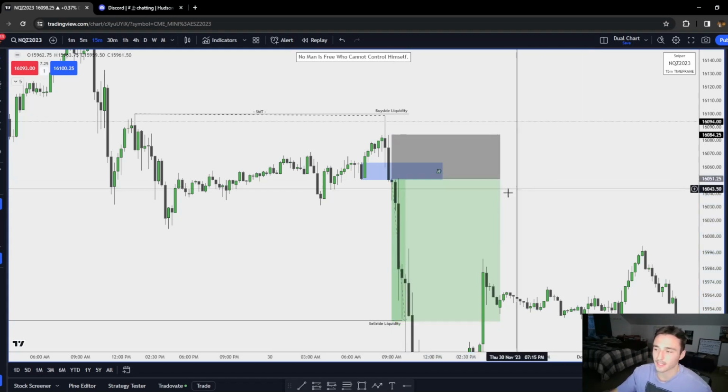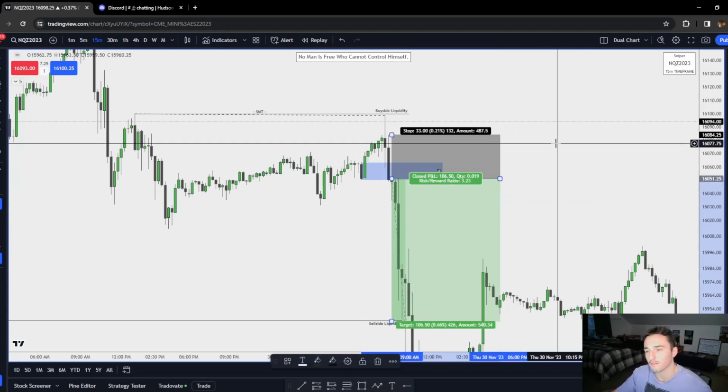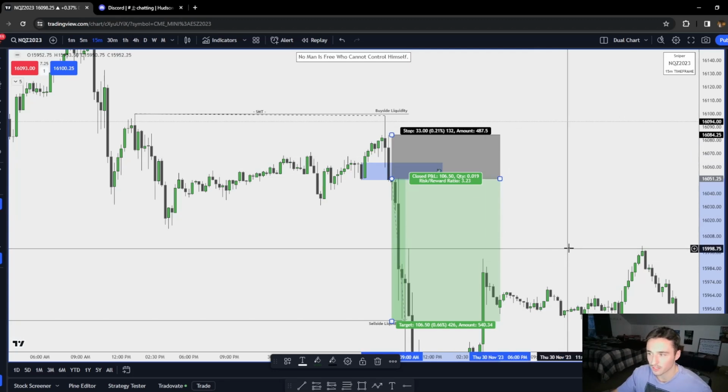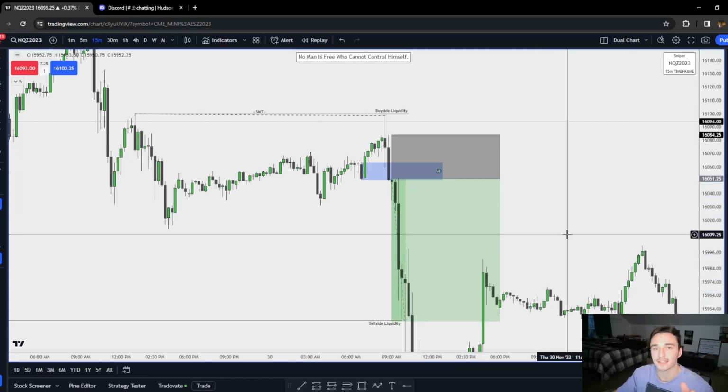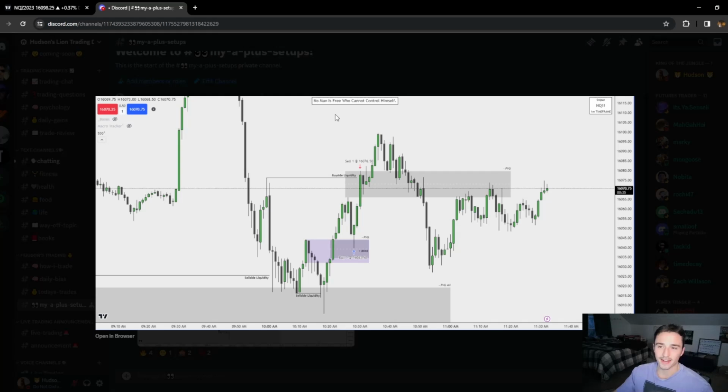This is why I like these setups. This is why I switched to the 5 and 15 minute, because look at this risk to reward. Let me show you guys an example on the 1 minute chart. So right here, I actually can't go back that far. This is the 22nd of November.